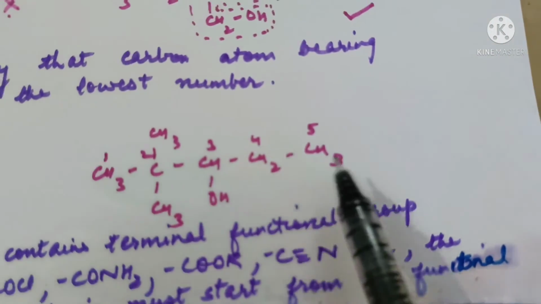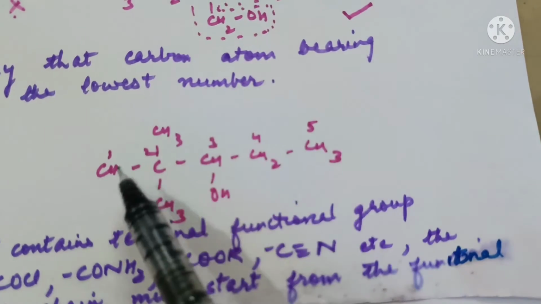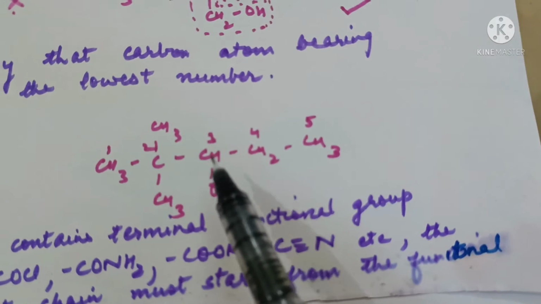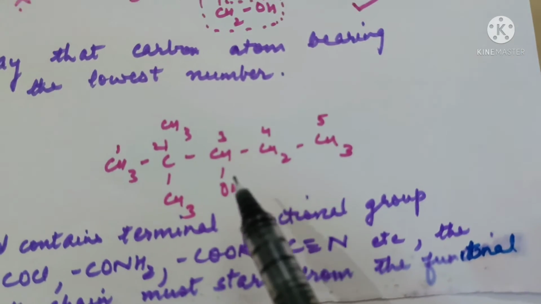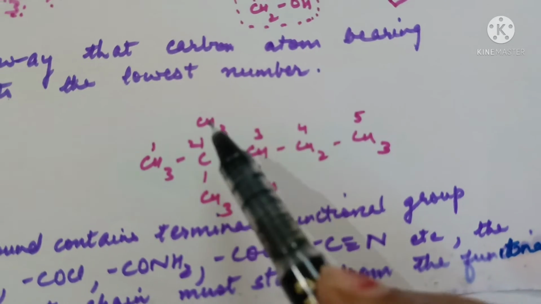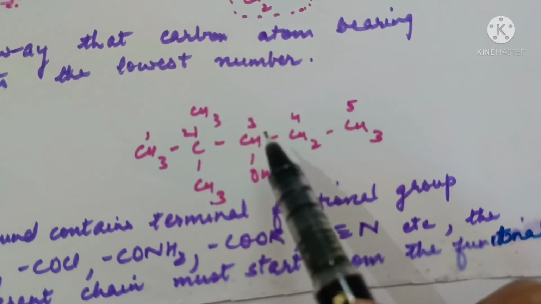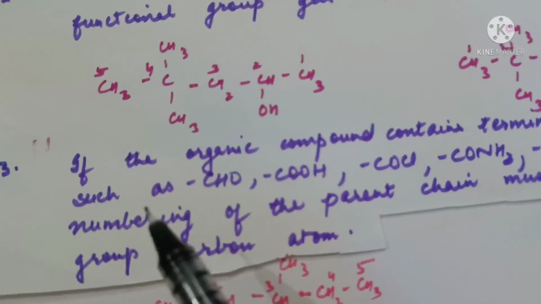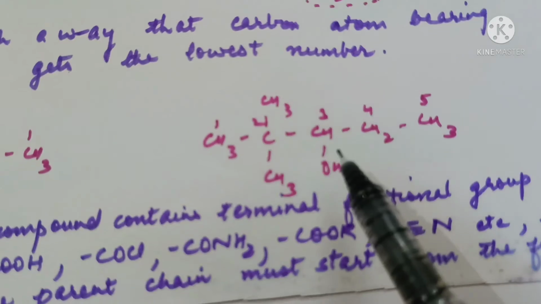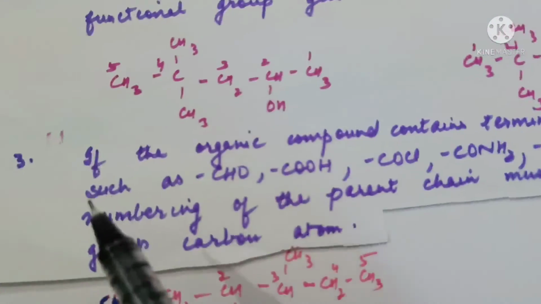In this compound, the name will be, because from either side OH gets the 3rd locant, so we start numbering from this end, so the name will be 2,2-dimethyl pentan-3-ol. While writing the name, the E of the ane is dropped and it is followed by ol.